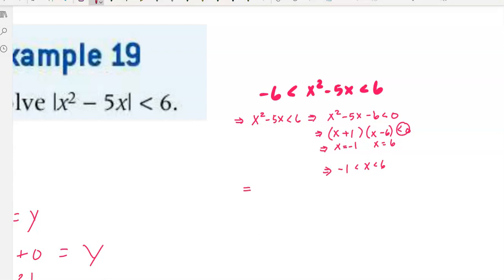Okay. The other one is going to be x squared minus 5x less than 6. I already did that.